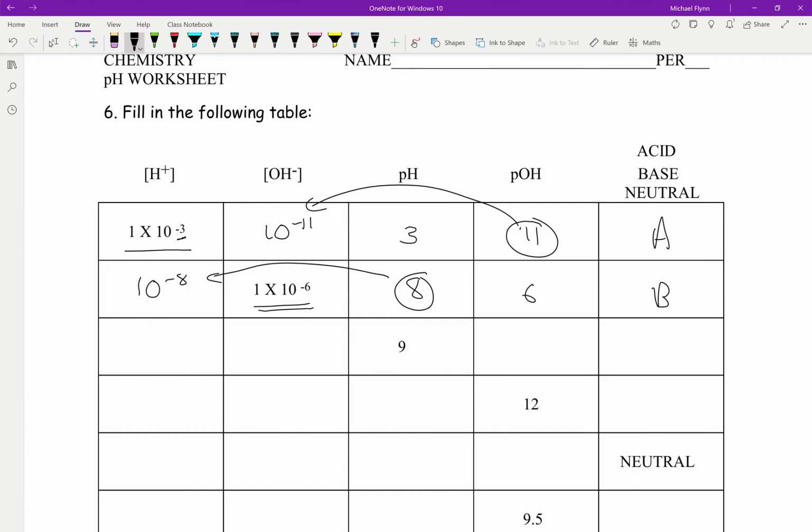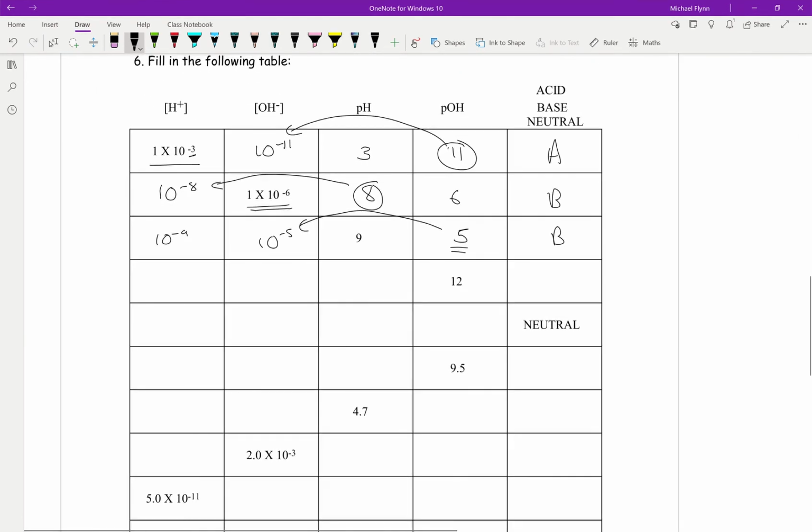Okay, now if the pH is 9, right away I'm going to write 10 to the negative 9 in for my concentration of hydrogen. The pH and pOH add to 14, so that has to be a pOH of 5. Okay, this is definitely a base because the pH is greater than 7. And I'm going to write 10 to the negative 5, okay, as my concentration of hydroxide in solution. Don't forget, it's the pOH that tells us the exponent there. And I will let you do the rest, okay? I'll let you do the rest.